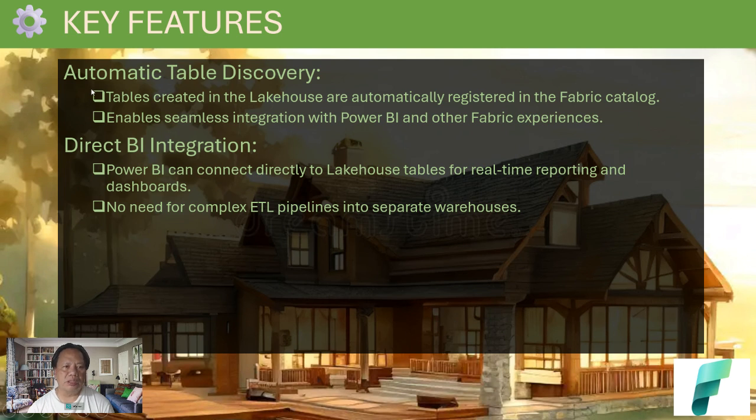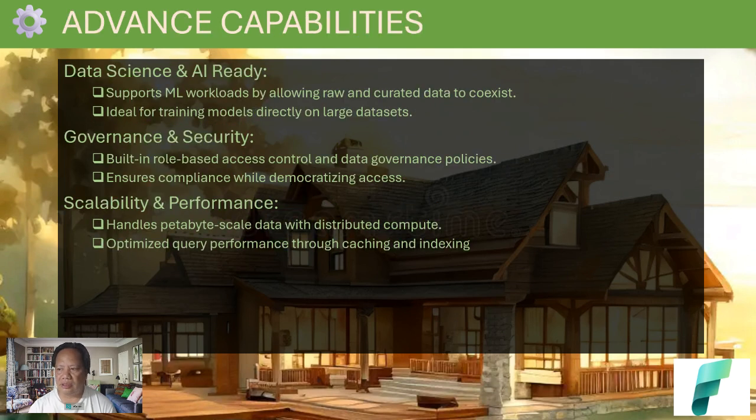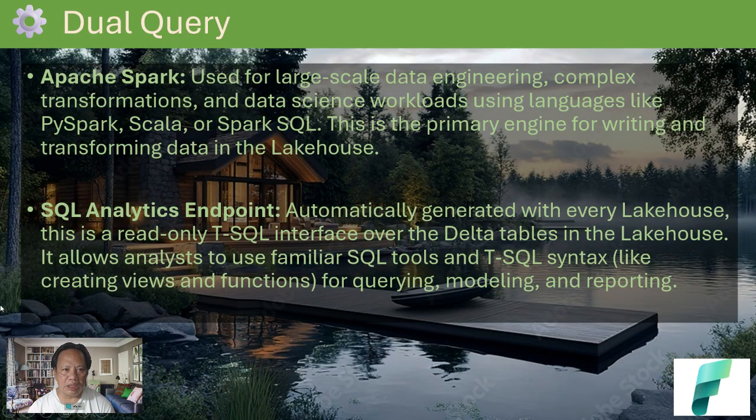query. So automatic table discovery: once you create a table in the Lakehouse, it is automatically registered in the Fabric catalog. This enables seamless integration with Power BI and the Fabric experience. For direct BI integration, Power BI can connect directly to Lakehouse tables for real-time reporting and dashboards, and then there's no need for complex ETL pipelines into a separate warehouse. Additionally, you can create a shortcut in the Lakehouse to other data sources, and you really don't need an ETL. You can direct query from the Lakehouse.